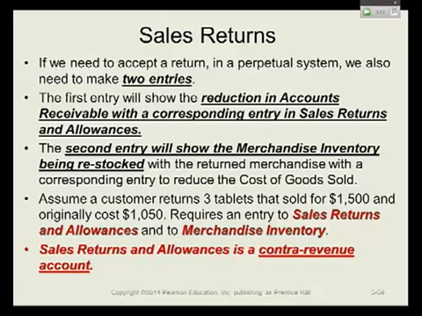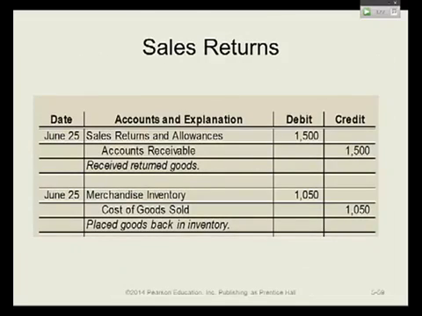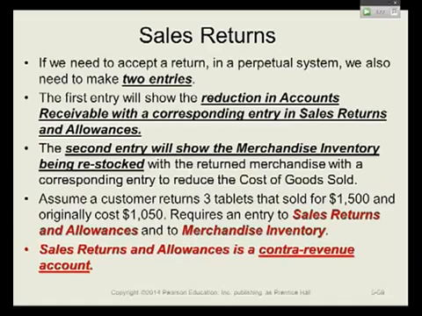You probably could do that for purchases as well, but it's not quite as important. So with sales returns, you have to keep track of sales returns and allowances. That's why we use the contra account. Contra account is separate. So let's assume that a customer, if you look at this last piece here, customer returns 3 tablets that they originally sold for $1,500 with a cost of $1,050.